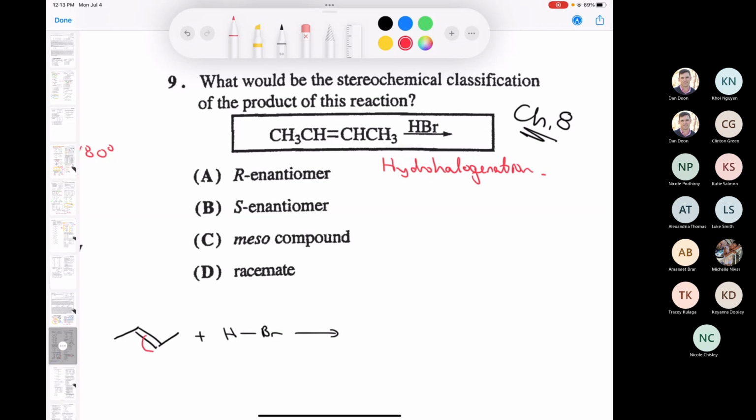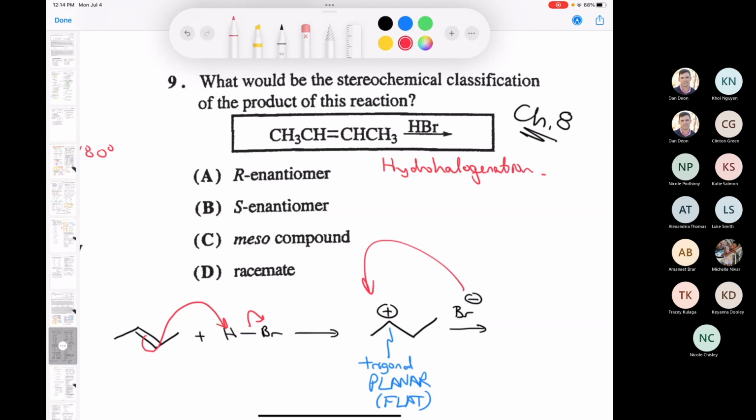Just classic here. So we're going to do the protonation, and then we're going to end up with this intermediate where we have a carbocation. What's the molecular geometry of a carbocation? It's trigonal planar, which means it's flat. So if it's flat, that means that when the bromide attacks, it can come in and attack from the back face of the molecule, or it could attack from the front face of the molecule.